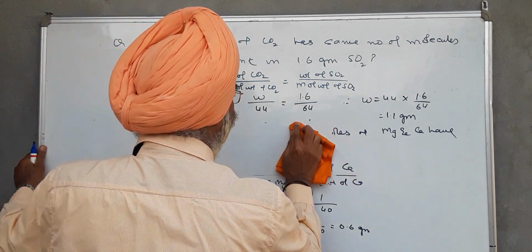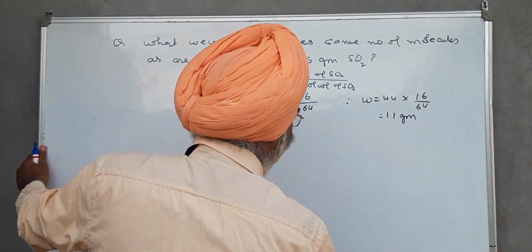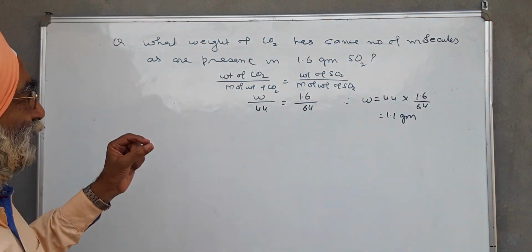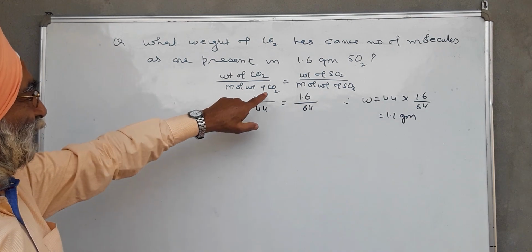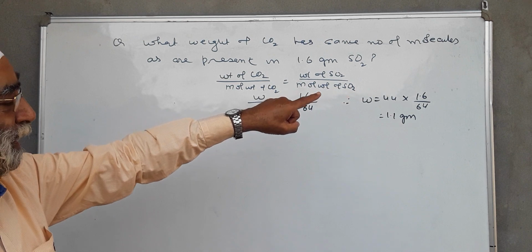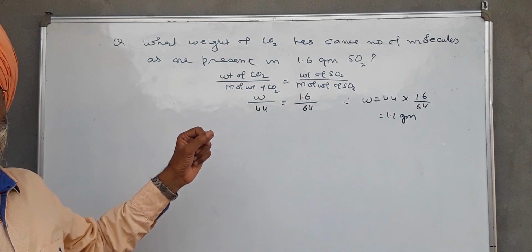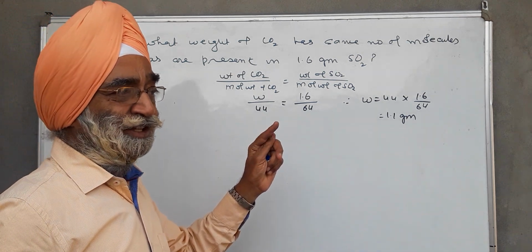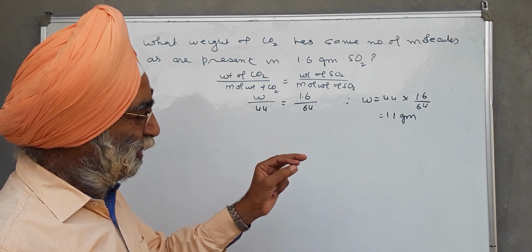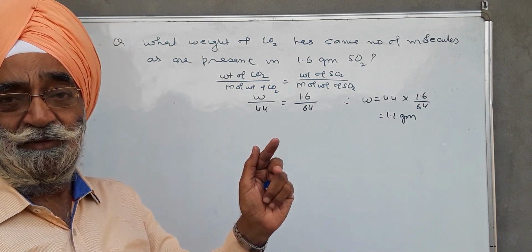So same problem in case of elements and then in case of compounds. It was a case of magnesium and calcium and now it is a case of carbon dioxide and sulfur dioxide. We will extend this concept of moles to molecules and the number of atoms present in a molecule.